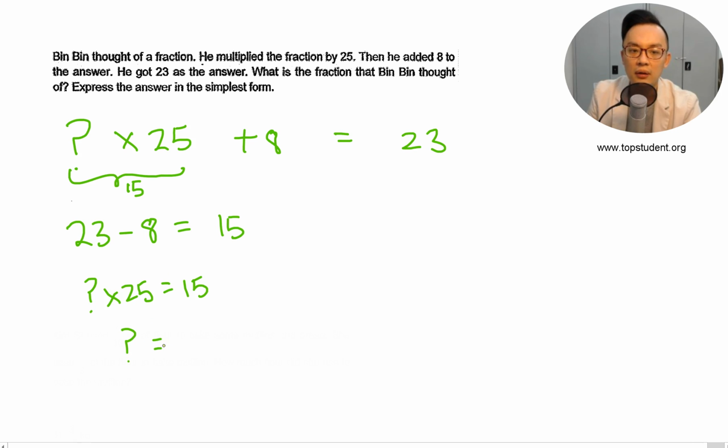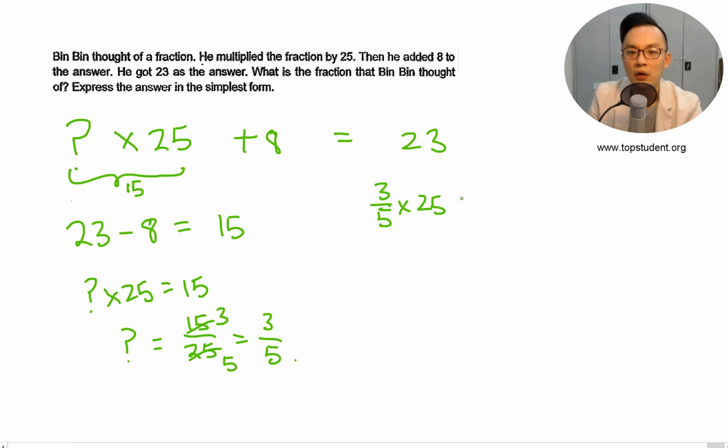So question mark equals 15 divided by 25. Divide by 5, you get 3 over 5. So it's actually 3/5. 3/5 is your original fraction. So let's just check. 3/5 times 25 equals 15. And I plus another 8. Oh yes, I get 23. That's correct. So my answer is 3/5.